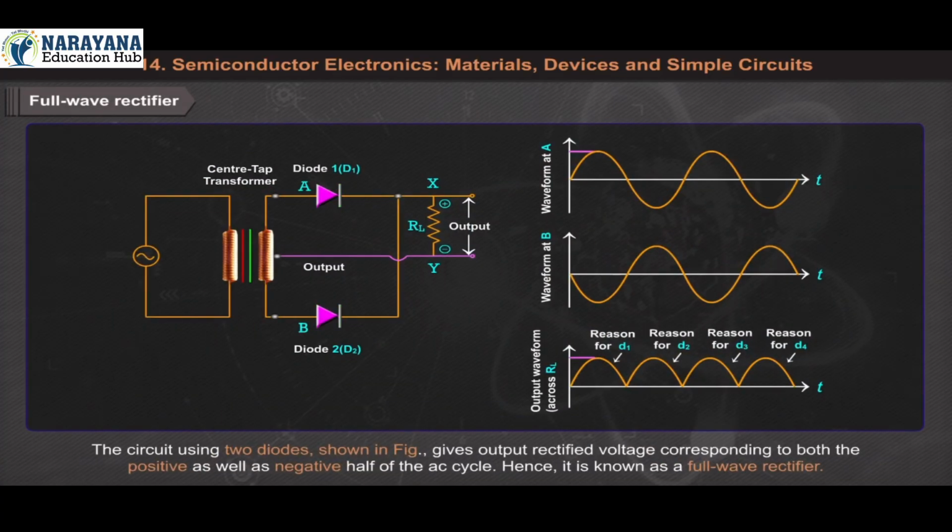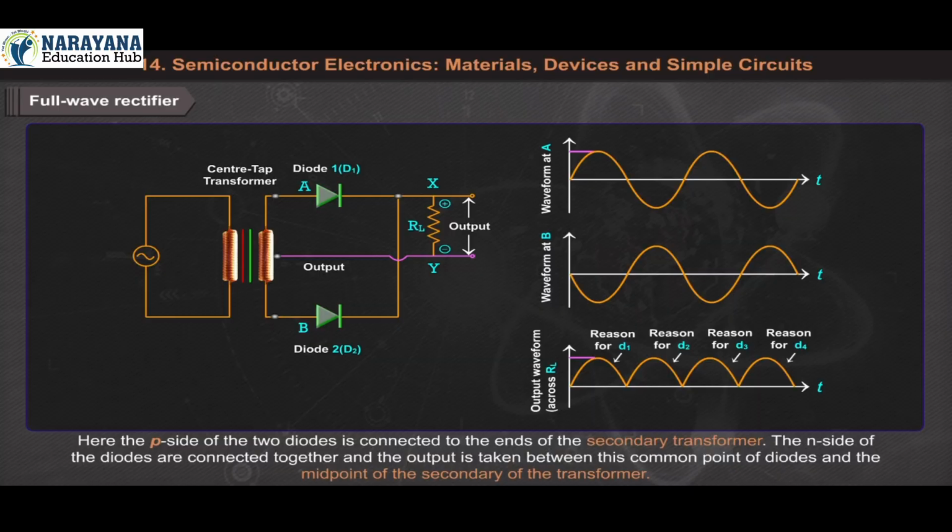Full-wave rectifier. The circuit using two diodes, shown in figure, gives output rectified voltage corresponding to both the positive as well as negative half of the AC cycle. Hence, it is known as a full wave rectifier. Here the P side of the two diodes is connected to the ends of the secondary of the transformer. The N sides of the diodes are connected together and the output is taken between this common point of the diodes and the midpoint of the secondary of the transformer.